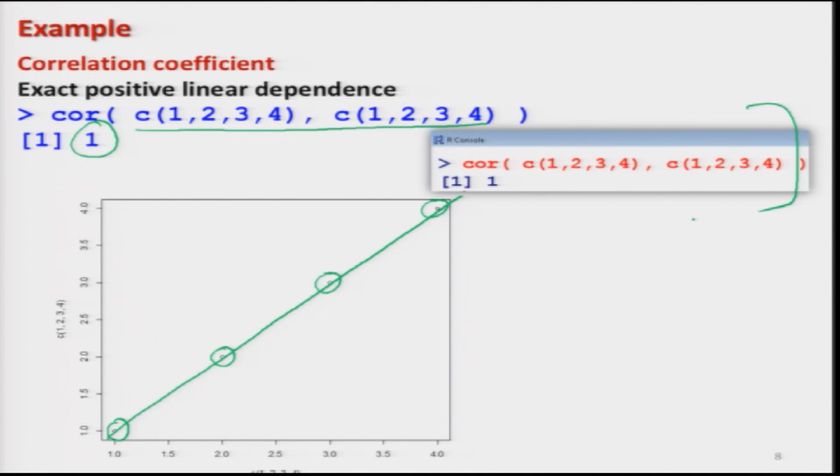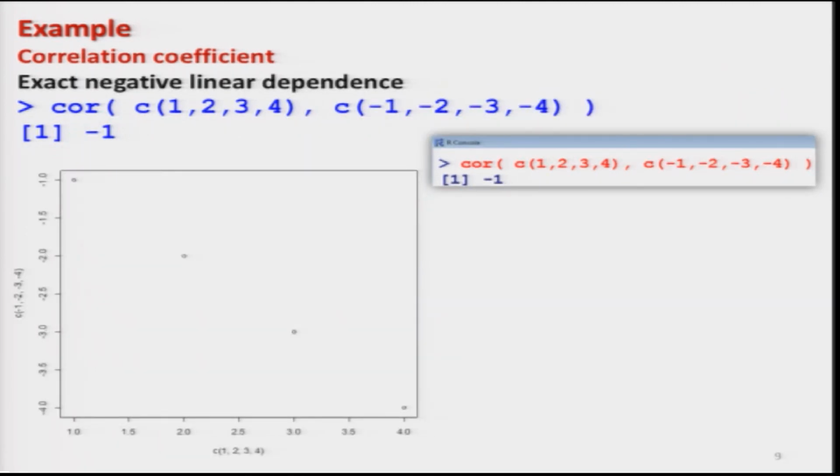This is the screenshot of the same operation. I will try to show you on the R software also. And similarly, if I take data vectors with exactly opposite sign, say the first data vector with all positive data, and the second data vector -1 -2 -3 -4 having the opposite sign, and I find the correlation coefficient between the two, this comes out to be -1.